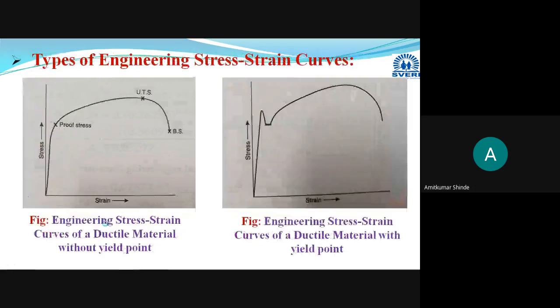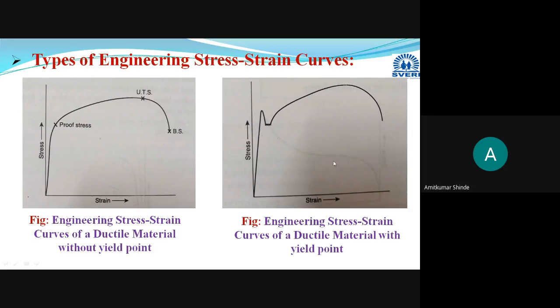Then the stress strain curve for ductile material: the first kind of curve will be obtained for copper, then nickel, copper and nickel alloys, then silver, gold and their alloys, then aluminum, then lead. They will show you the stress strain curve for ductile material without yield point. Repeating these examples: copper, nickel, then copper and nickel alloys, then silver, gold, then lead, aluminum, platinum. They will show you this first kind of curve.